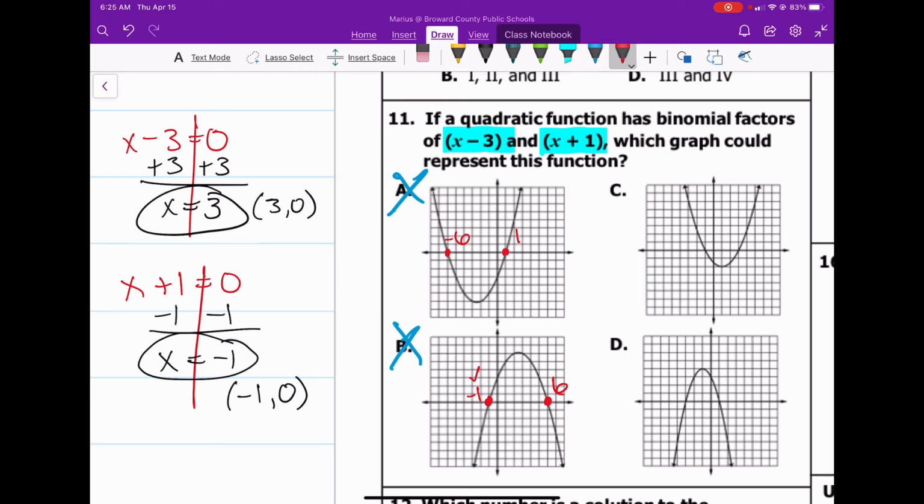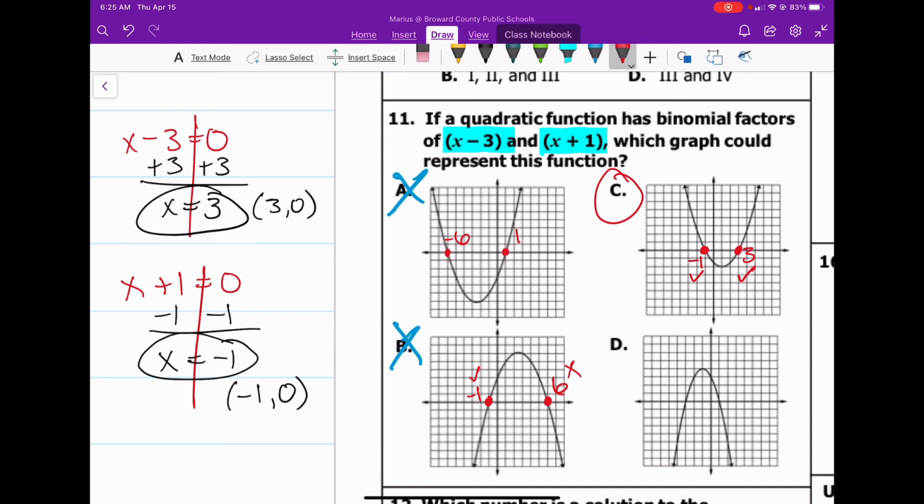Let's take a look at C. C has an x-intercept on the left at negative 1, check. And at 1, 2, 3, positive 3 on the right side, which is exactly what we're looking for. So it seems as though C is the only answer.